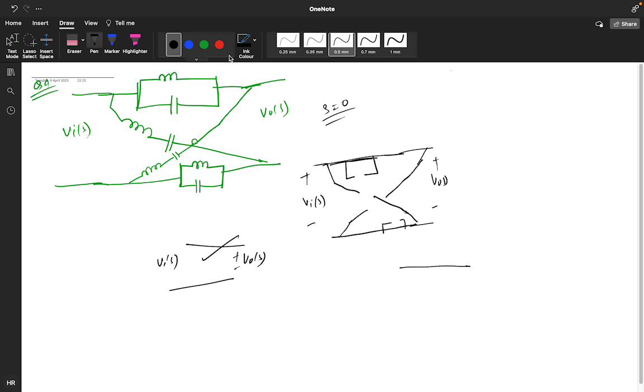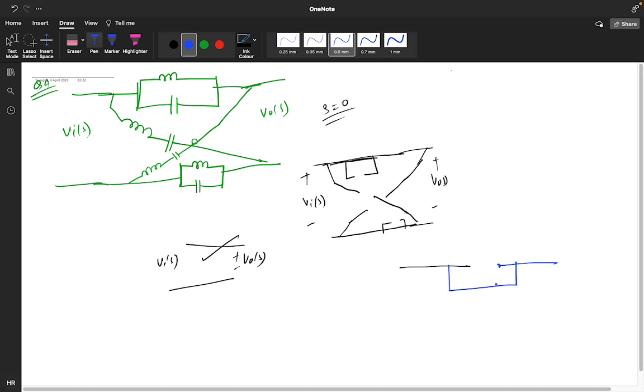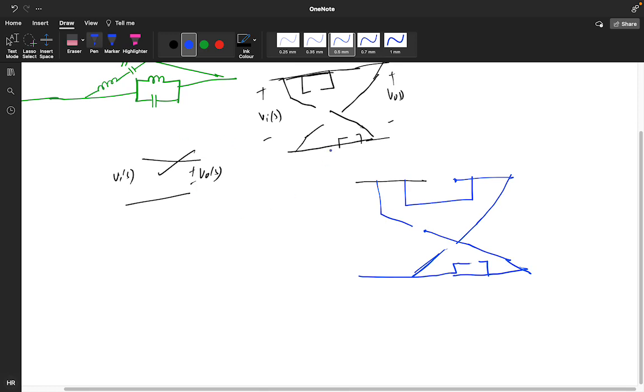At s equals infinity, the inductor will get open, but the capacitor will get shorted. We are getting something like this. This is the same representation. We follow this path. This is open, so it's a negligible thing.